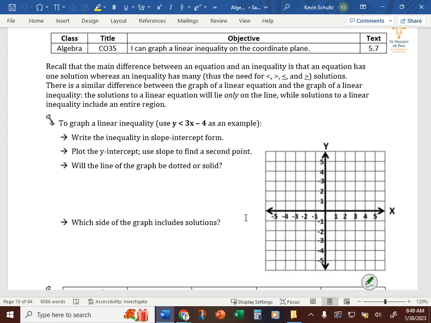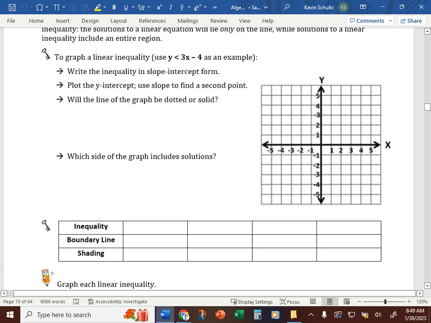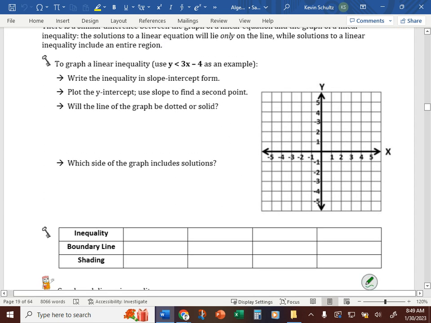We are recording. We're going to use the same thing here, but again, we need to remember that we are dealing with inequalities, so we have these symbols of less than, greater than, less than or equal to, or greater than or equal to. Okay? And we're going to start by using 3x minus 4 as an example. y is less than 3x minus 4. Now, using slope-intercept form, what would we do first here?